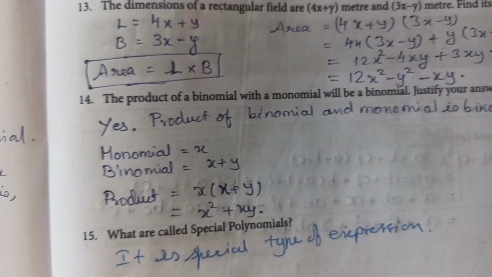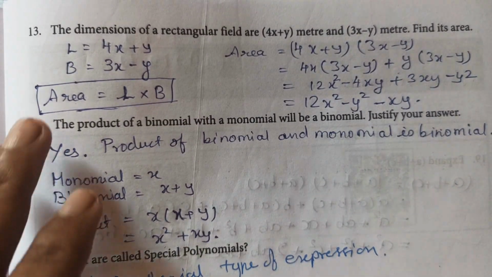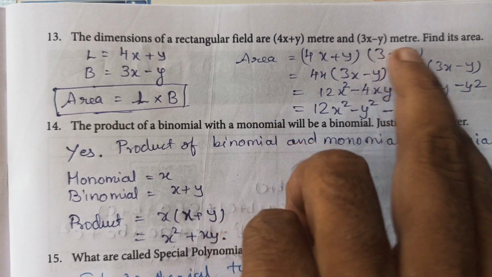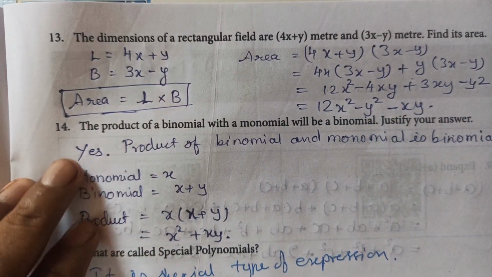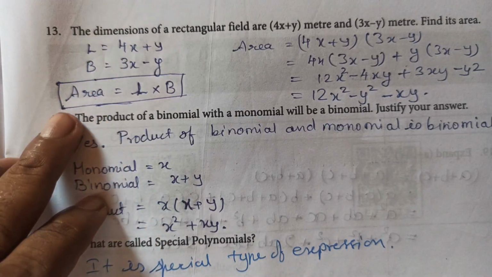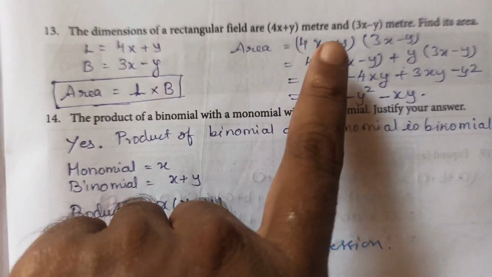Next part of the video, we are coming to the dimensions of the rectangular field, which are (4x + y) meters and (3x - y) meters. Find its area. As you can see, length is given to you, breadth is given to you. Write this as capital L and B. The area formula is this.